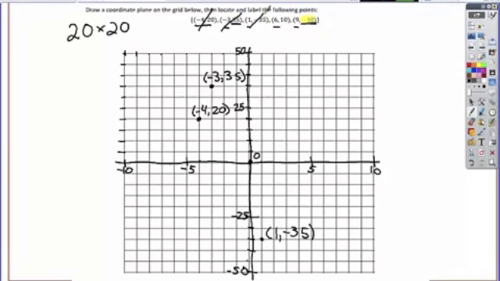My second to last is a 6, comma, 10. So I'm going 1, 2, 3, 4, 5, 6, and up 5, 10. That one was nice and easy, wasn't it? And my next one is going to be a 9, negative 40. So I'm going over to my 9. I'm going down 40, 5, 10, 15, 20, 25, 30, 35, 40. And there's that negative 40.